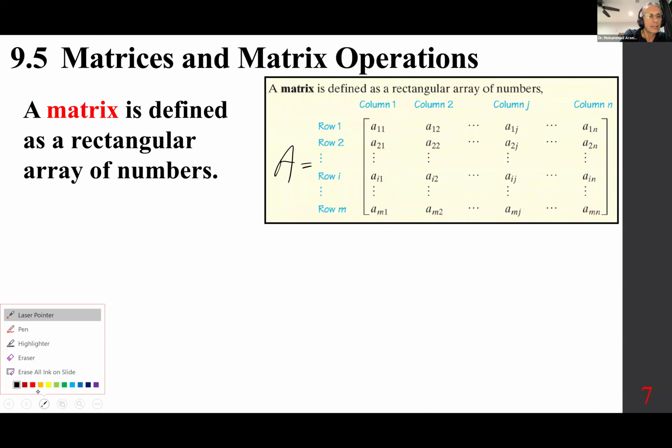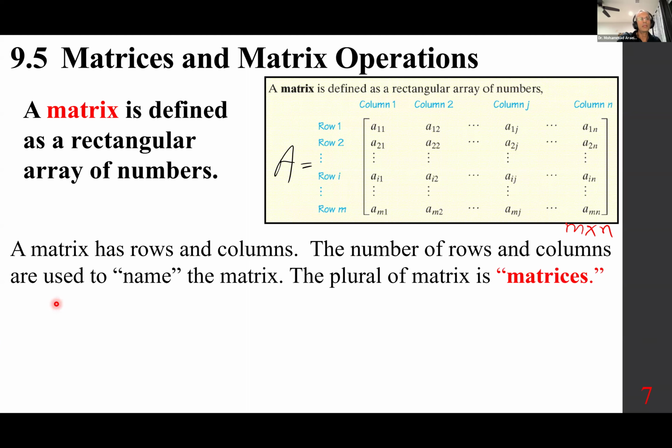And this is an m by n matrix. m is the number of rows, n is the number of columns. A matrix has rows and columns. The number of rows and columns are used to name the matrix. The plural of matrix is matrices.